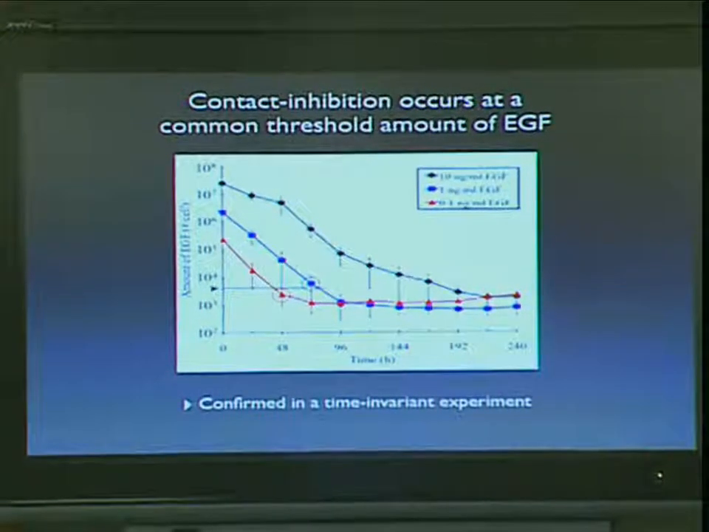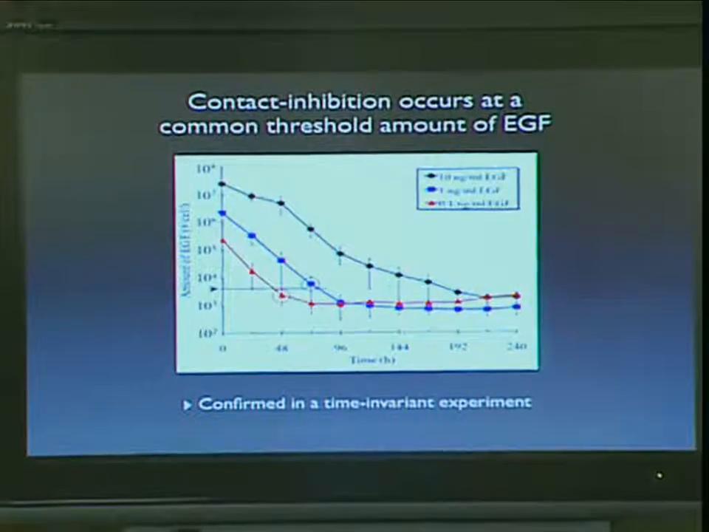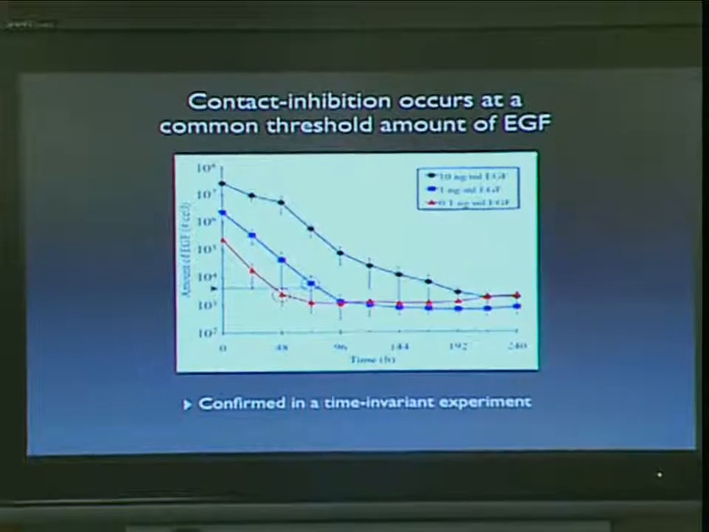And furthermore, E-cadherin inhibition, that's the protein mediating cell-cell interactions, eliminates the spatial pattern. So even if there is a spatial gradient in EGF, the contact inhibition is critical to generate that pattern.